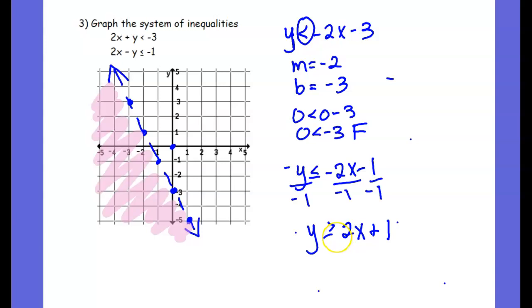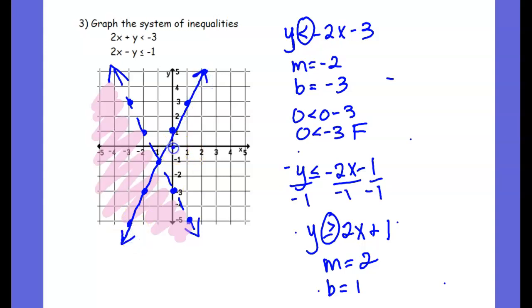Okay, so in this case, we go to graph. Our slope is going to be 2, and our y-intercept, our b, is going to be positive 1. All right, we start at 1. There's our y-intercept, and our slope is 2. So we're going to go up 2 and over 1. Okay, here it is. We look, it's actually greater than or equal to, so this is going to be a solid line.